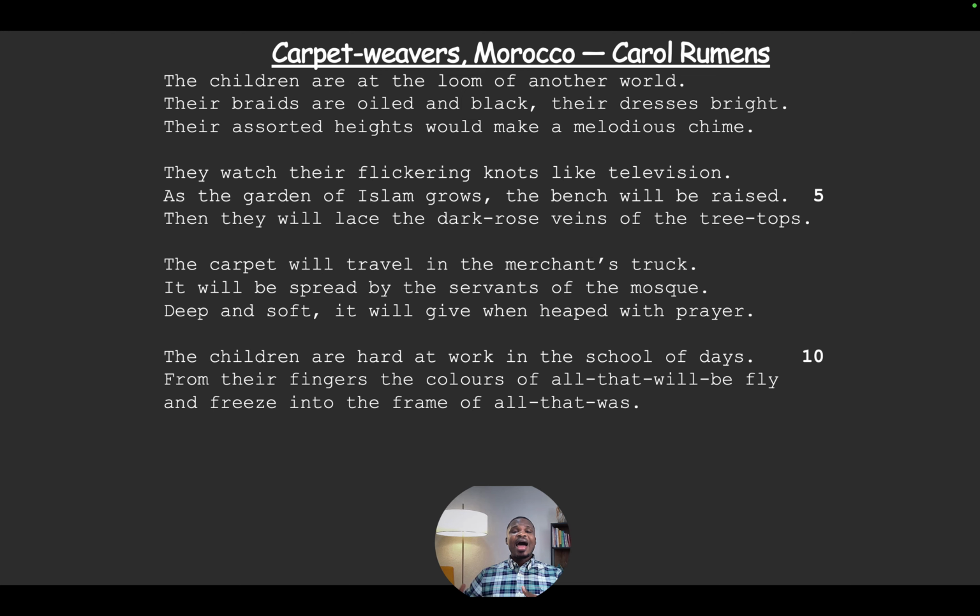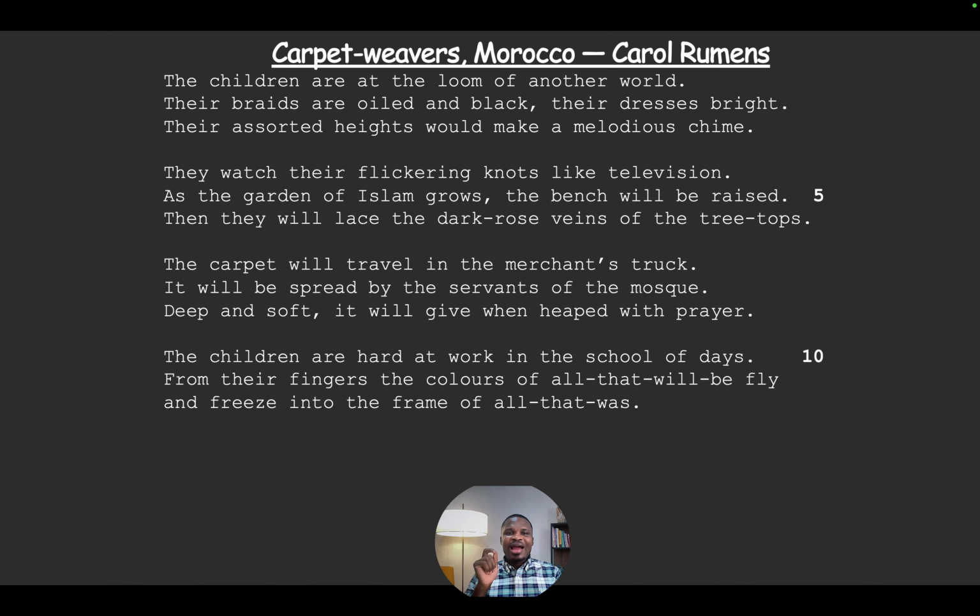How children are like the people who, from one generation to the next, pass on knowledge or ability. So that's essentially the summary of the poem. The children actually are female, young girls. Now, let me start off by reading the poem, Carpet Weavers, Morocco by Carol Rumens.